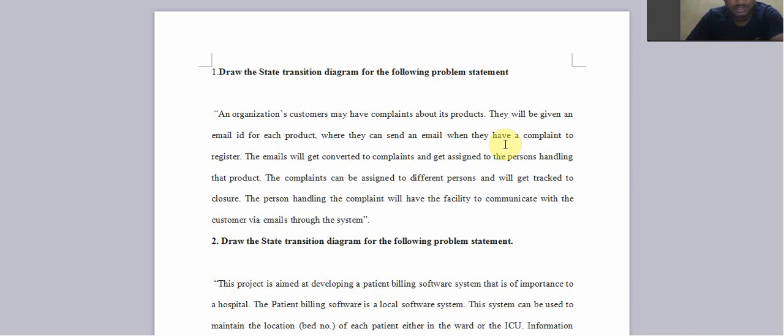Hi, I am Anand and this is my CASE tools lab fifth experiment. The experiment is about state chart diagram.